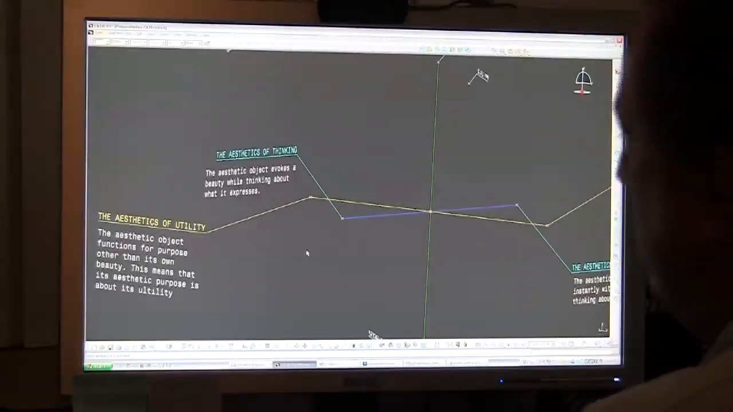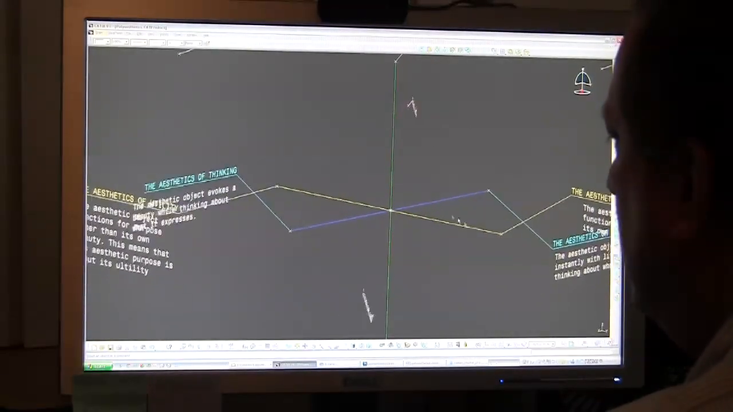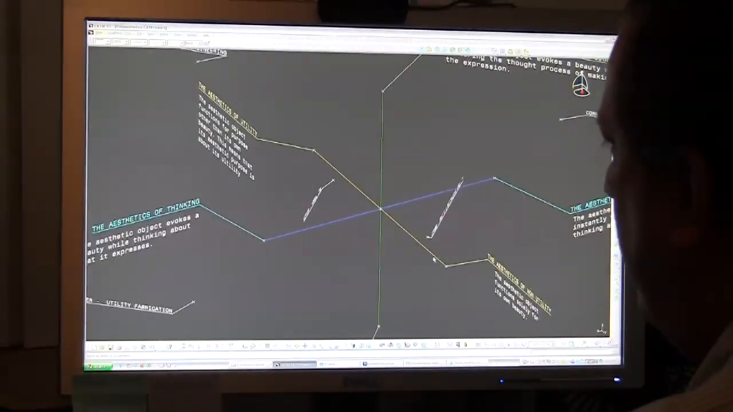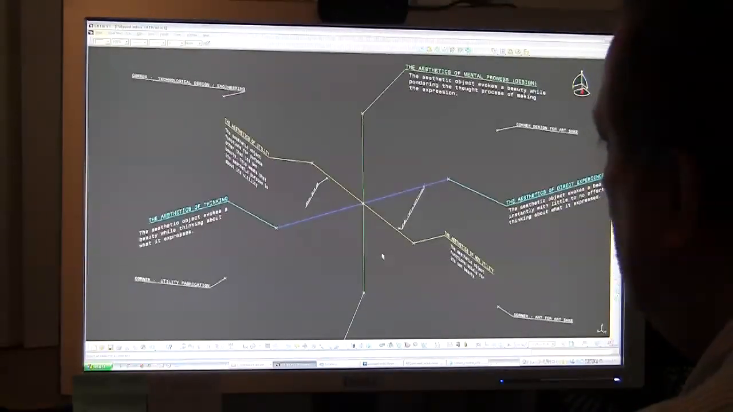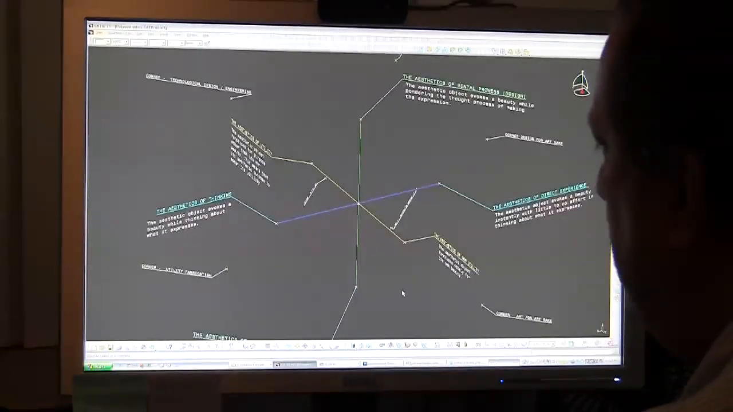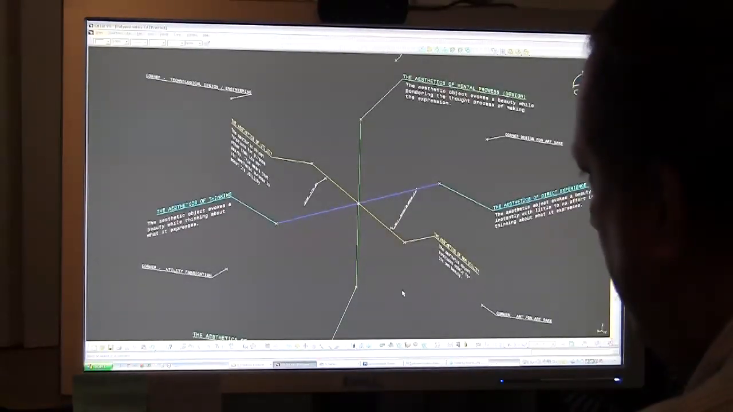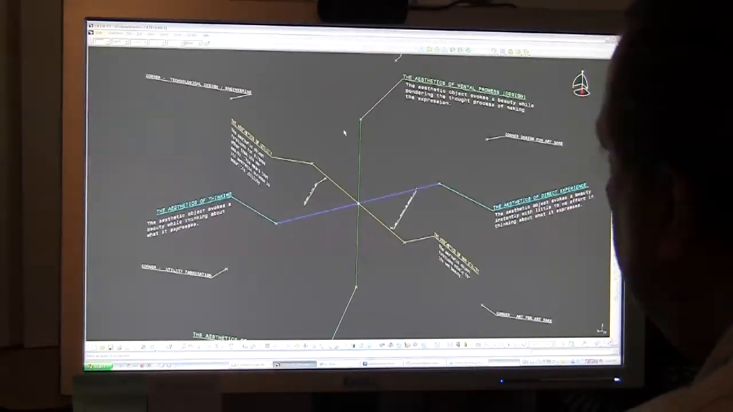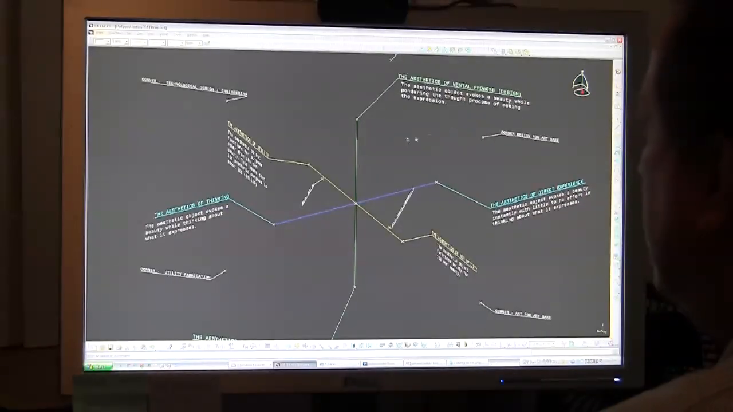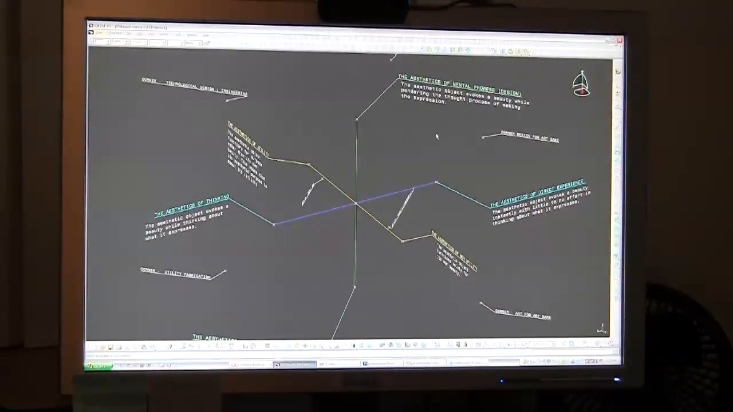So we have that axis, so we can map things along in this two-dimensional plane along both of those axes. And of course we have the third dimension, this green line. At the top of this green line, and top and bottom are irrelevant, there's no value judgment here, we're talking category. So the aesthetics of mental prowess, design. The aesthetic object evokes a beauty while pondering the thought process of making the expression. That's the aesthetics of the design.